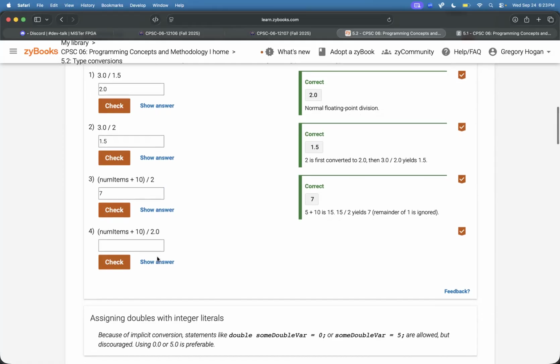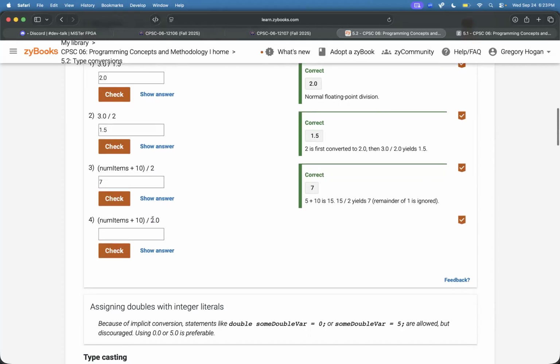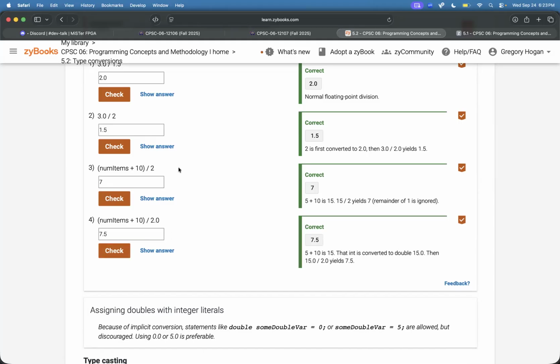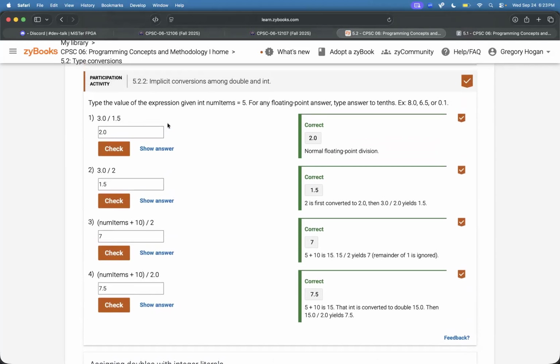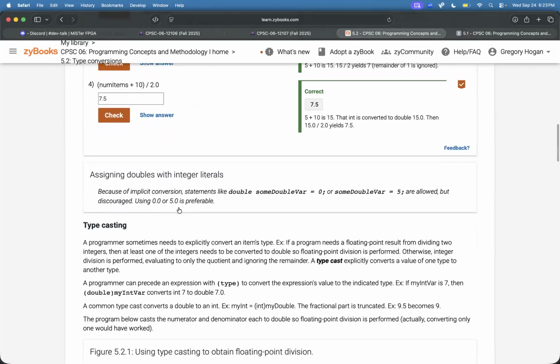Everything's an integer. Now, when you change the bottom to a 2.0, we saw this just a few minutes ago, that will force it to do the double arithmetic, the floating point arithmetic, and now it'll do the calculation correctly and give you a 7.5. So this is all just what we talked about. But you can check your results.